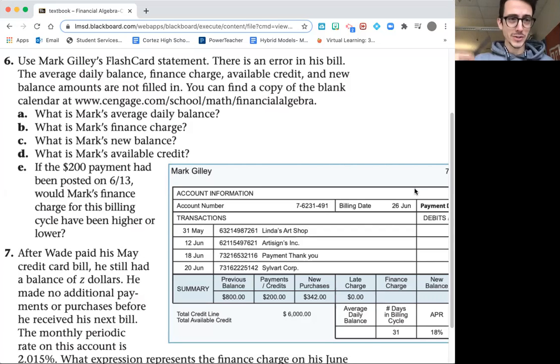Financial algebra all stars. Wonderful. Average daily balance is what we're going to be looking at. We've seen credit card statements. We've actually calculated a bit of average daily balance, but now we're going to let Excel take over and actually give us a bunch of great information.